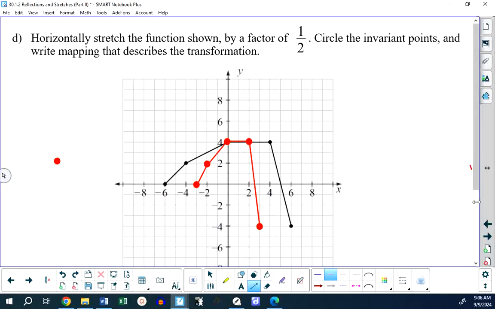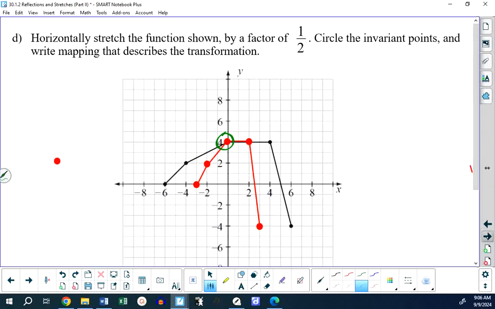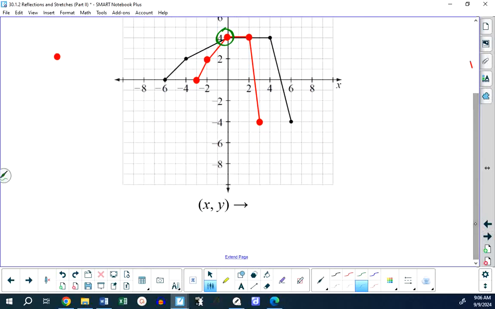And I hope it's clear, there is an invariant point. Just want to make sure I circled it in the previous one. I did. There is an invariant point here, and the mapping is going to be that since we stretch horizontally by a factor of 1/2, every x coordinate gets multiplied by 1/2. If x is negative, it's going to be negative, but half as great in terms of the dimension. If it's positive, x is going to be half as great. If it's 0, x is still going to be 0, so it will be invariant.